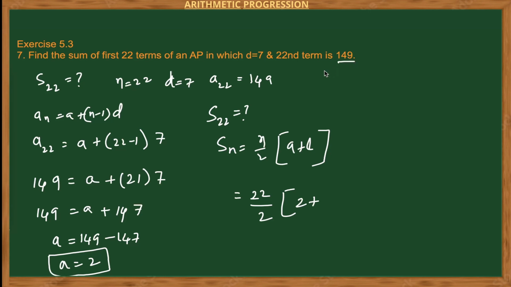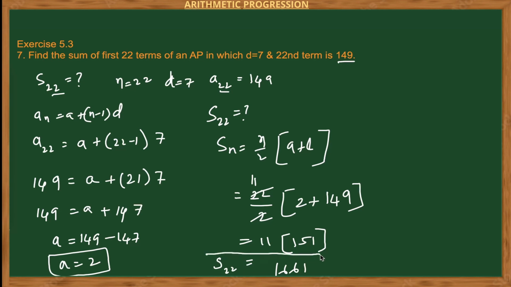Okay, 22nd term. If you see here, the 22nd term's value is also given, so we can utilize this sum. We can consider the last term, 149. So 11 into 151, multiplying this, 1661 is of 22. Okay, this is our answer. This is the sum which we need to find.